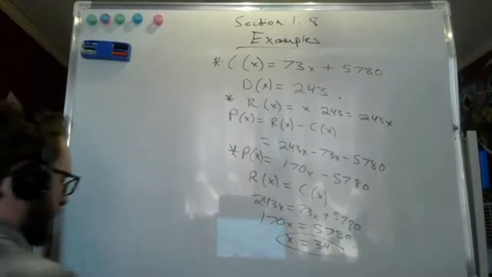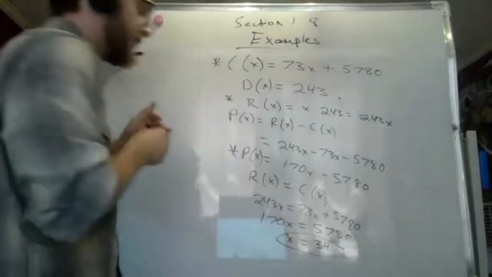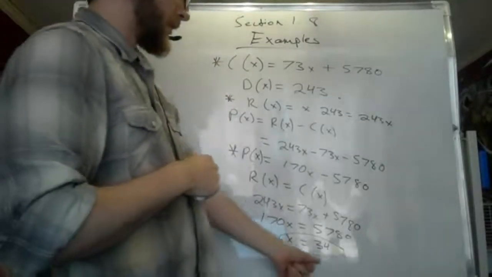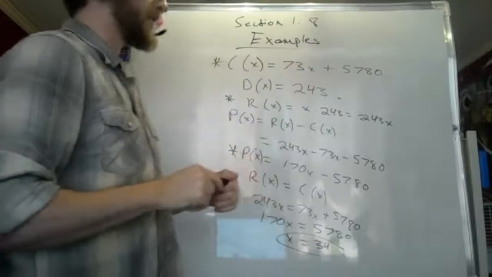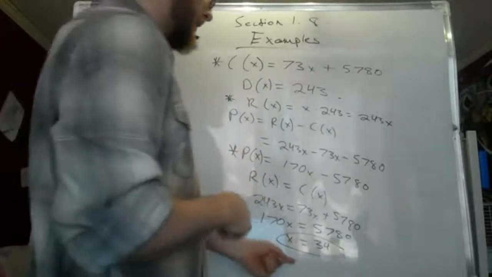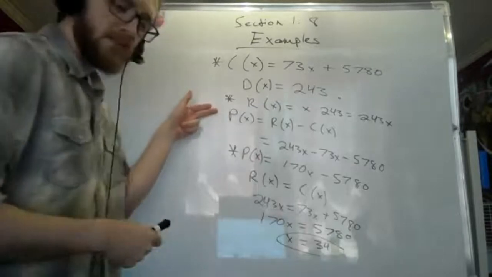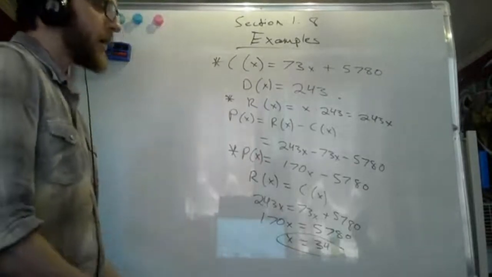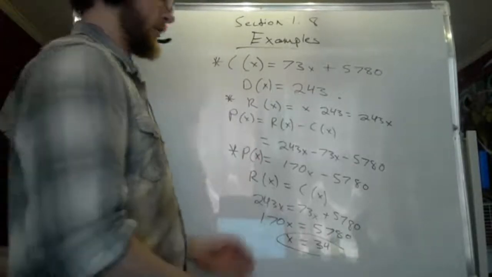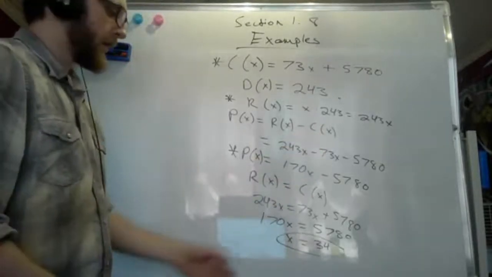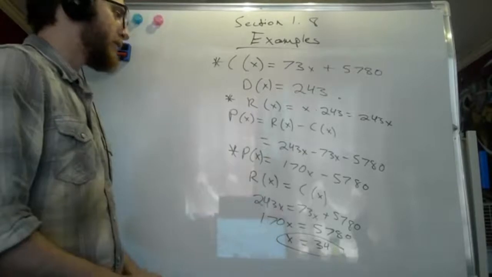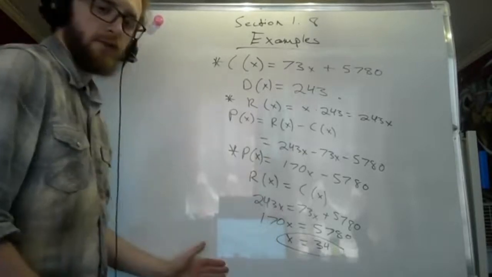So that's our break-even point, which means if we were to only sell 34 items of whatever this particular product is, then our profit would be 0. We wouldn't make any money, but we wouldn't lose any either. We would have covered our costs, and so we would still be afloat. So x equals 34 is the break-even point for this problem.